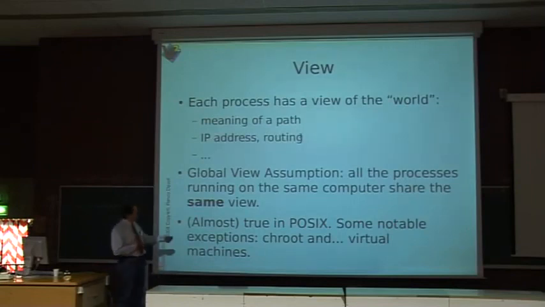There are some exceptions, like chroot, which changes the view of the file system, or virtual machines, which completely change the view of processes, but they create a new domain in which there is a global view assumption. There are other notable exceptions coming, like containers or other features in the kernel.